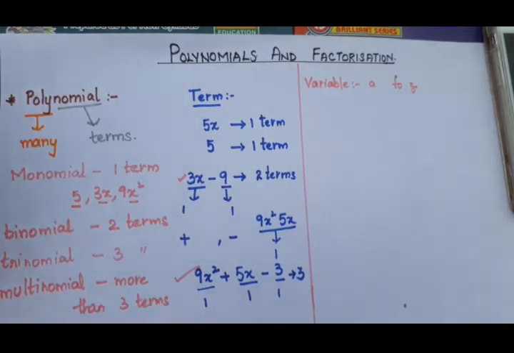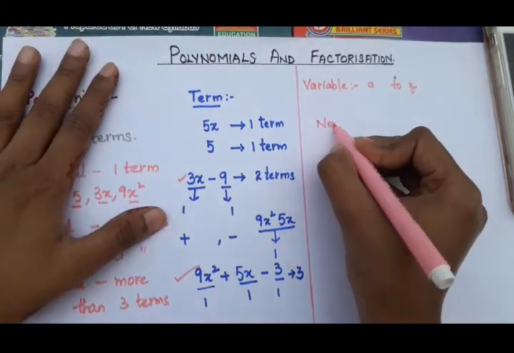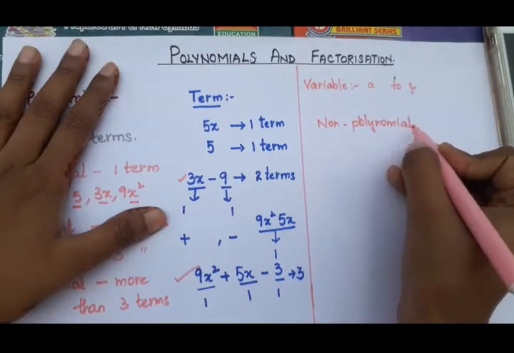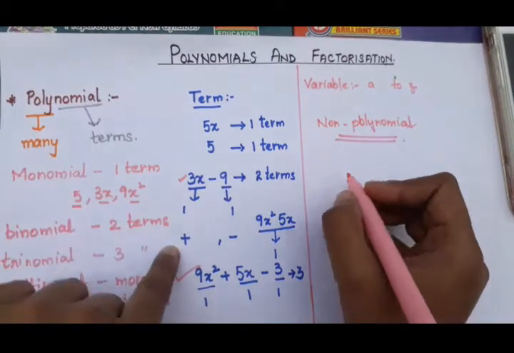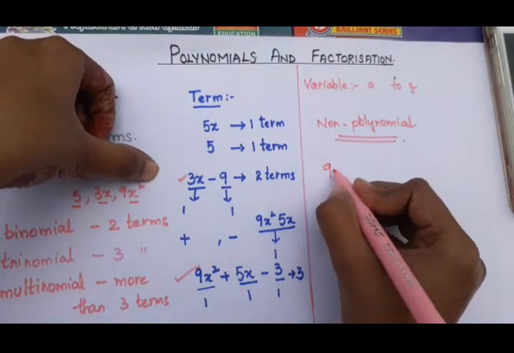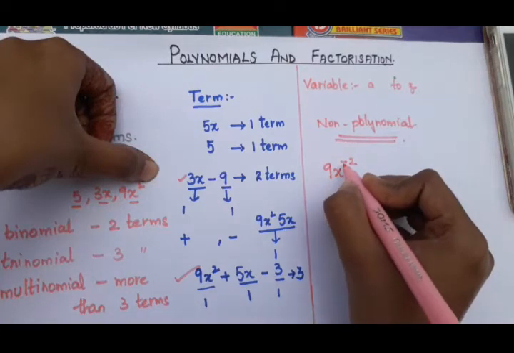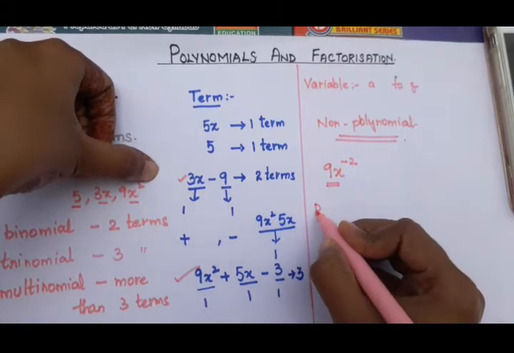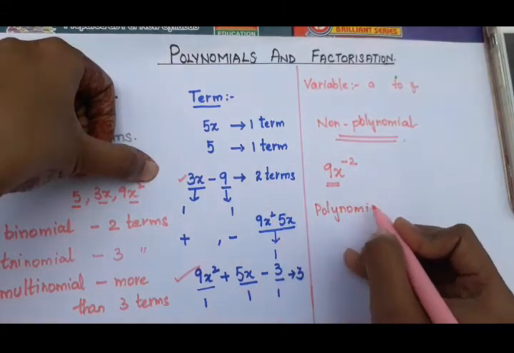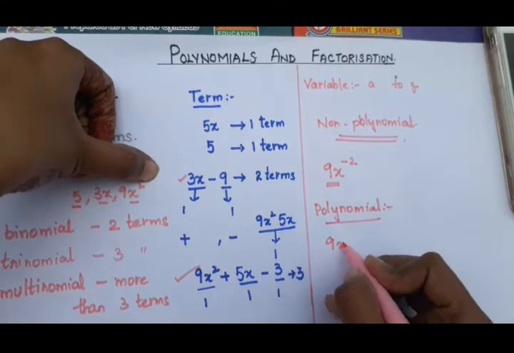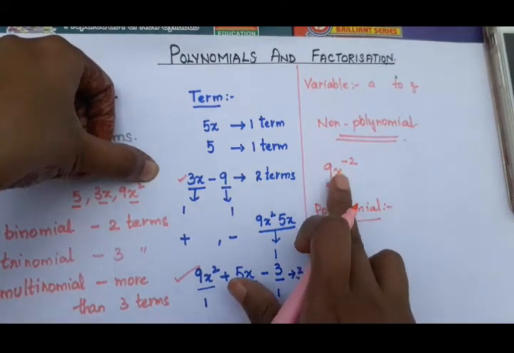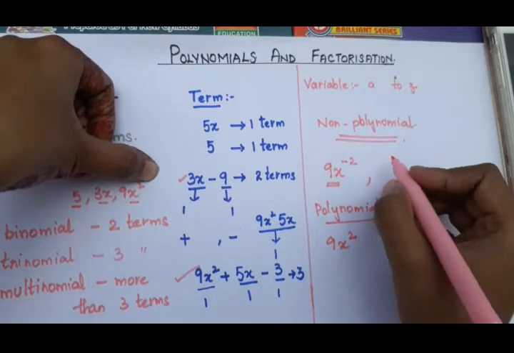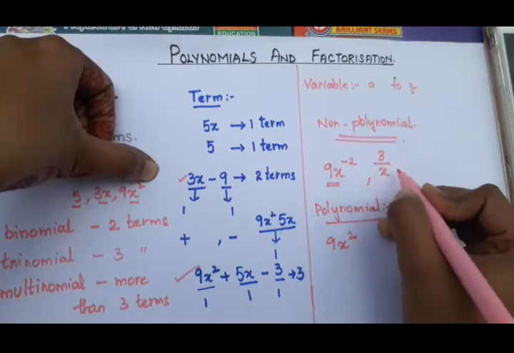Now see here, non-polynomial. See here children, for a polynomial the power should not be negative. For example, 9x to the power minus 2. The power has a minus, so it is not a polynomial. If I write 9x square, then it is a polynomial. If it is a negative power, then it is a non-polynomial. And the variable should not be in the denominator, such as 3 by x. So it is x.